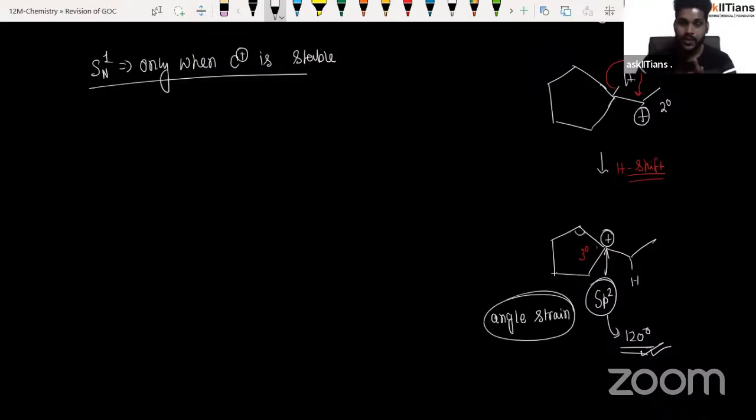By giving it a positive charge, we are putting it under an immense amount of angle strain, because the bond angle is 109 degrees something. Whereas keeping it to 120 degrees right away is just putting more pressure on this molecule. So this is not something that we would expect to happen.